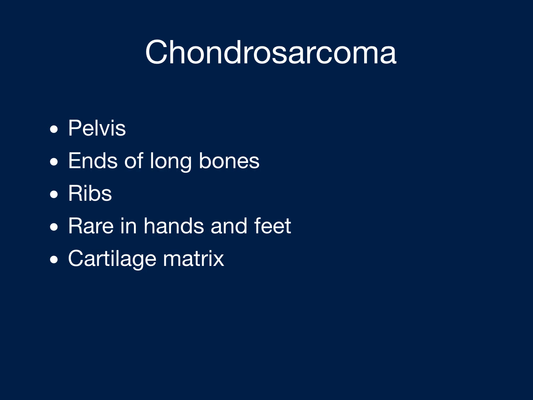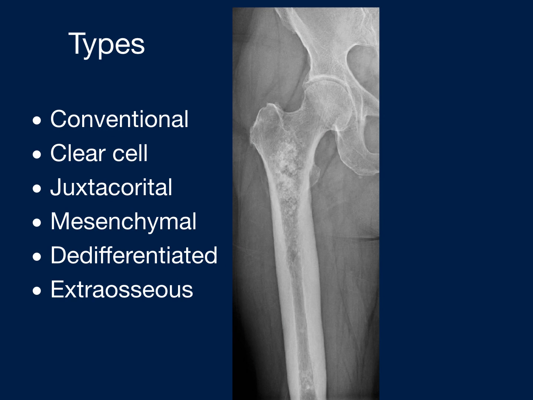Finally, the more common and malignant cartilage lesion is the chondrosarcoma. And this you will see. They're often seen in the pelvis, but can be at the end of long bones. They can be in the ribs. They're actually rare in the hands and the feet, where you're going to see an enchondroma. Most of these have a cartilage matrix, but not always. There are subtypes, and as with osteogenic sarcoma subtypes, the slide is just to show that they exist. These include the conventional, clear cell, juxtacortical, etc.